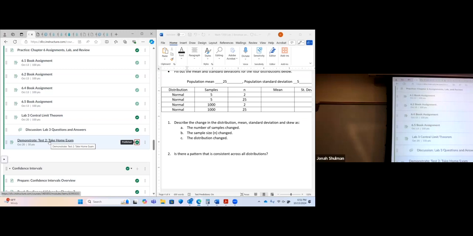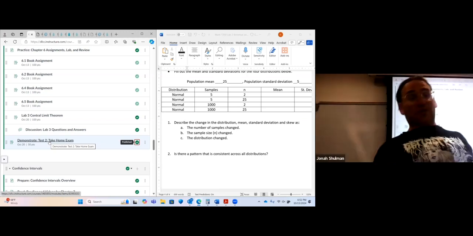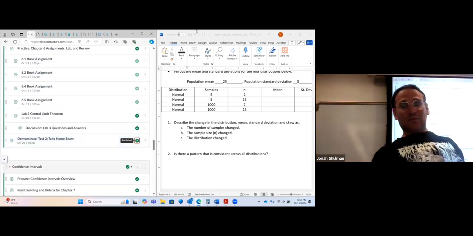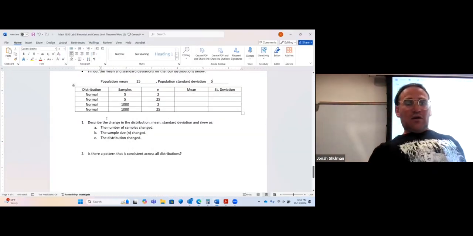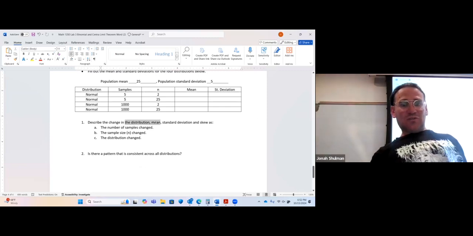What are we looking at? All right, so let's look at these last 3 questions, right? Alejandro, read the first one. What does it say? Describe the change in the distribution, mean, standard deviation, and skew as number of samples change, sample size change, the distribution change. All right, so there's 3 things we have to answer here, right? So let's not mess this up. So what are the 3 things we have to hit? We have to describe the change in the distribution, mean, and standard deviation and skew, right?